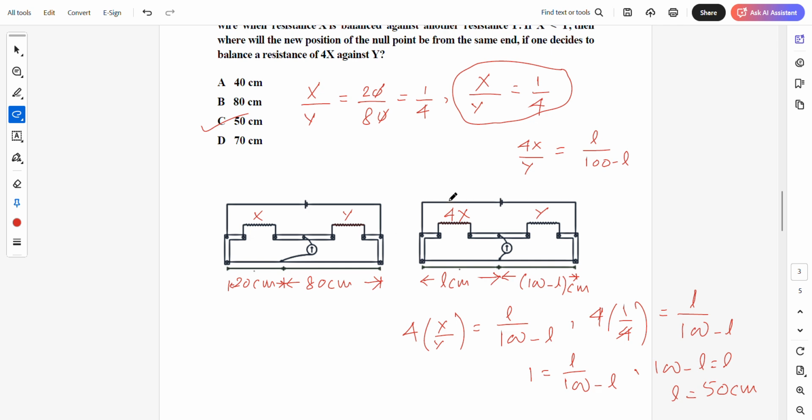Hope you understood. This is a very easy sum. If the resistance is increased, the length increases. This will be L centimeter and this will be 100 minus L centimeter. Okay, next problem. We'll do it.